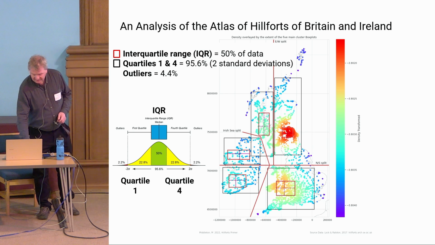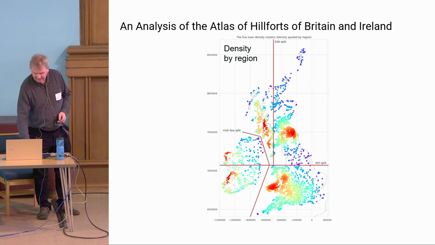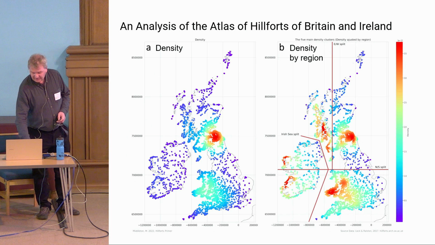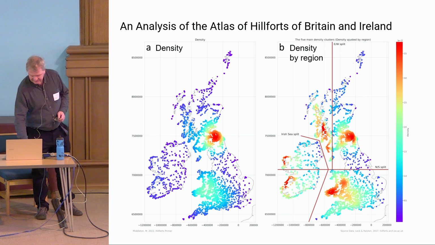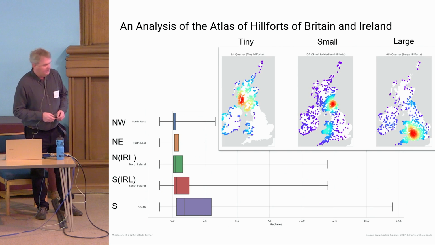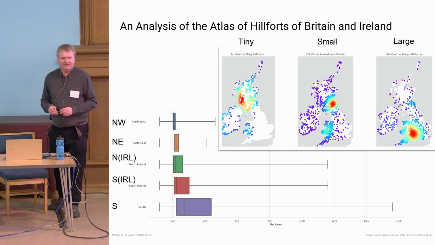So if you get these regional groups, we end up with a distribution that looks like this, which highlights these clusters a little bit more compared to where we started, these original data packages. Now, I'm going to show you a second example here. This is area, so this is Hillfort area.